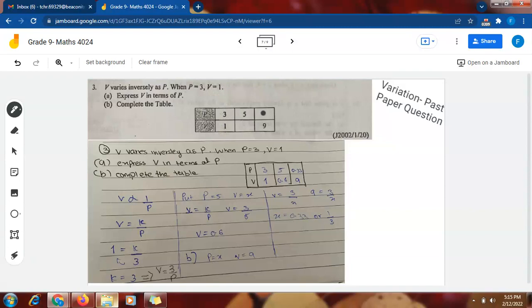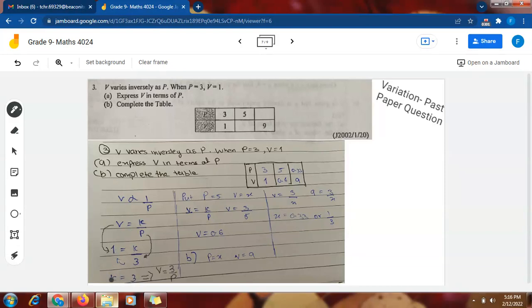There is a table in the question, and in the table I have to find two values. In the first part I have to find the value of V, and in the second part I have to find the value of P. The first two values of P and V are given, so I will use these two values to find the value of K, and then I will proceed with the first part and the second part. The value of P is 3 and the value of V is 1. In place of V I have written 1, and in place of P I have written 3. So my equation will look like 1 is equals to K upon 3, and this 3 is being divided on this side. It will go to the other side and get multiplied, so the value of K will come out as 3 multiplied by 1 is 3. So the value of K is 3.